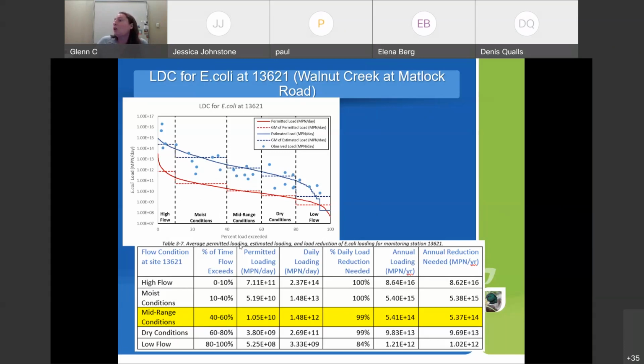Essentially, the permitted loading here, based on the 126 most probable number, paired with the flow is 1.05 times 10 to the 10. Your daily loading, as you can see, exceeds that. The percent daily load reduction needed would be 99%. This is your annual loading in most probable number per year, and then your reduction needed.